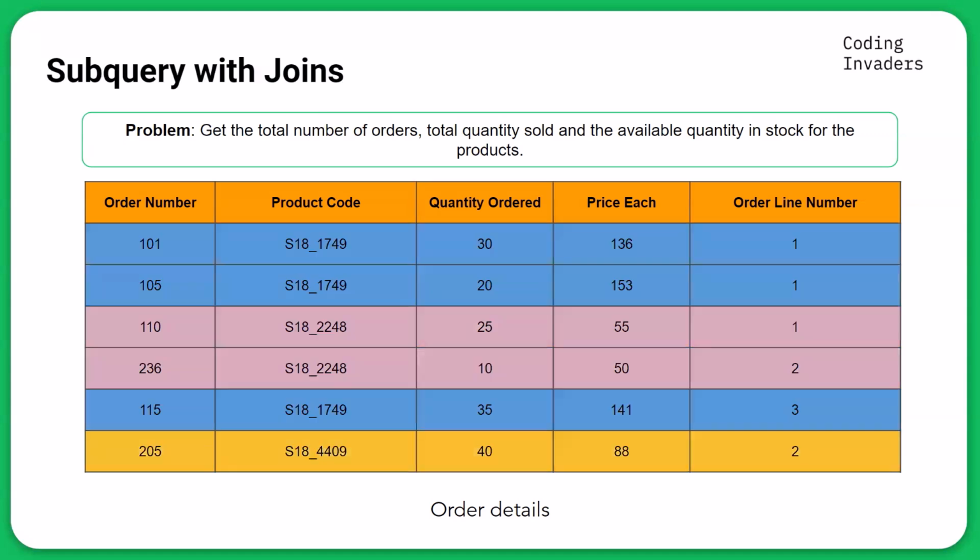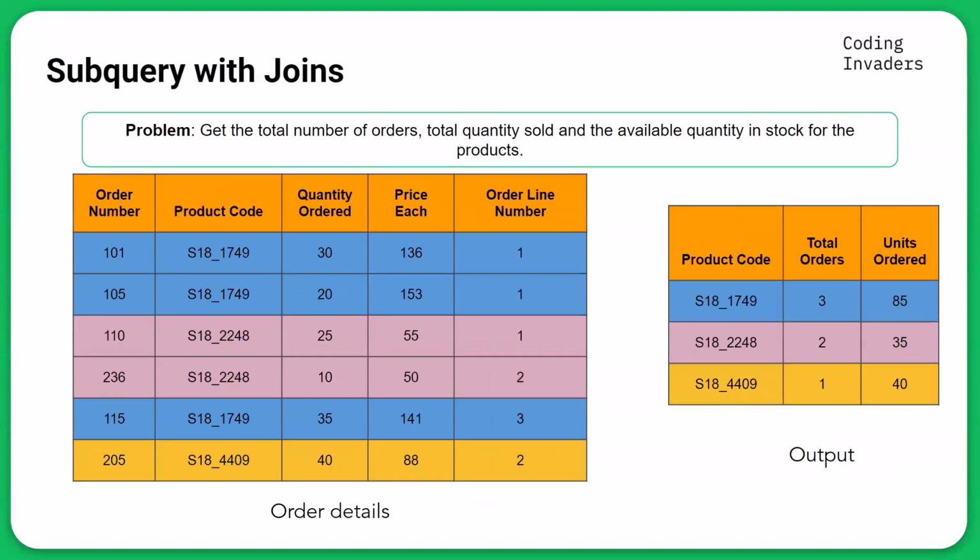So, if we group by product code, we can get the total number of orders as well as the total quantity sold from our order details table. So let us look at the output of this. For the small data set, we see that the product S181749 has 3 total orders and the units ordered is 85. And how did we get that? By adding 30, 20 and 35.